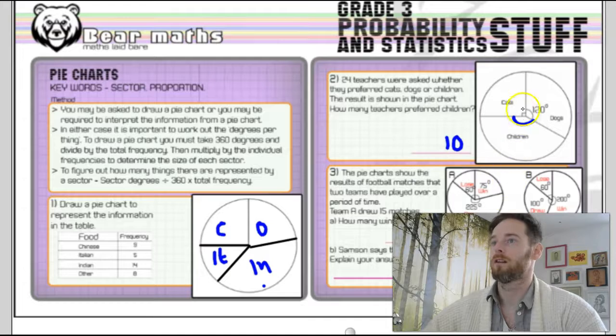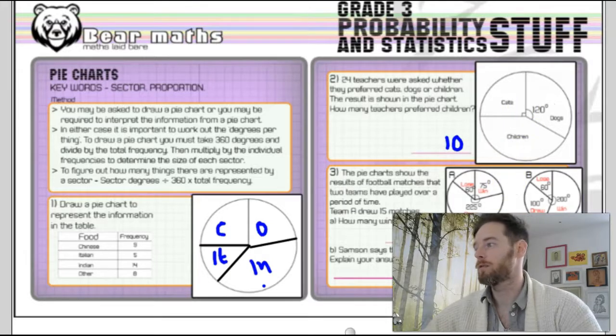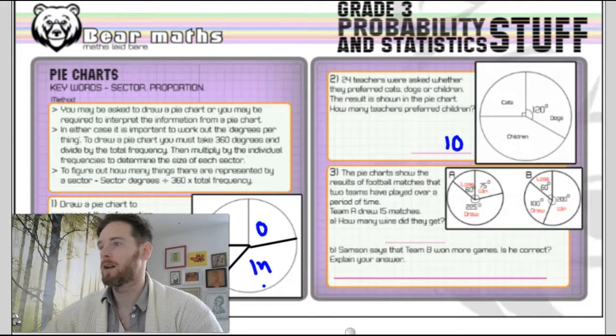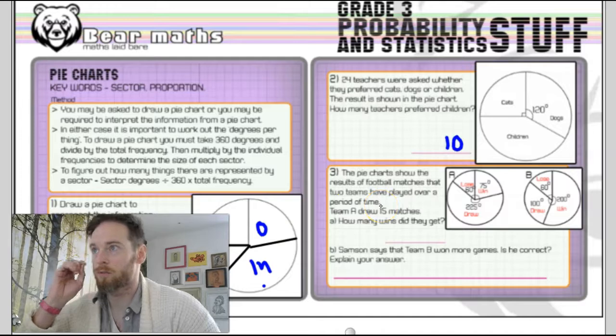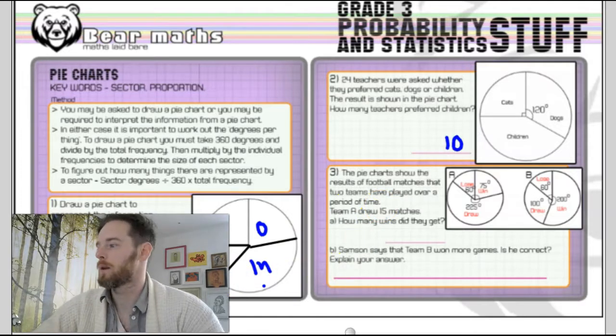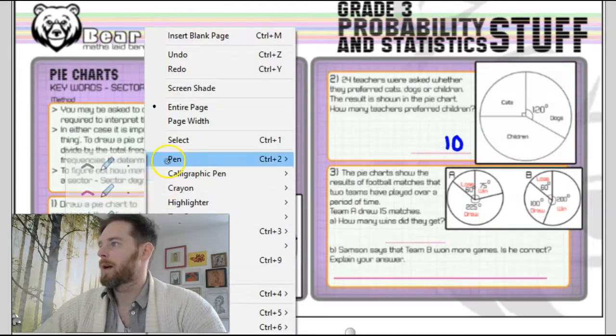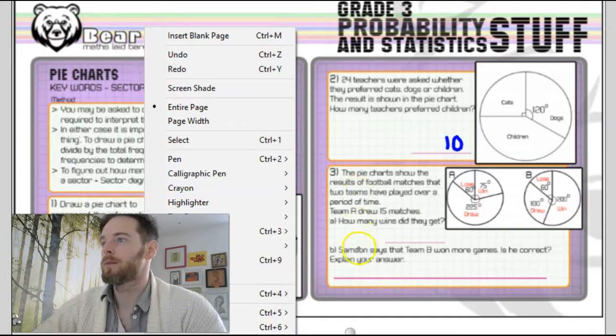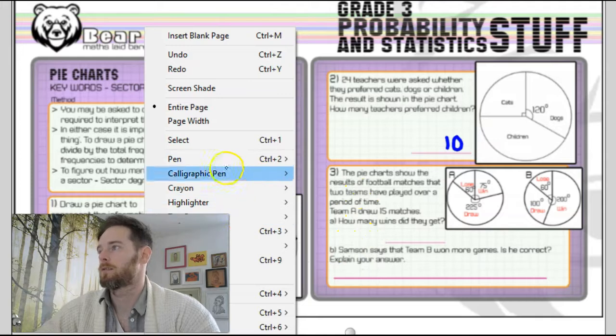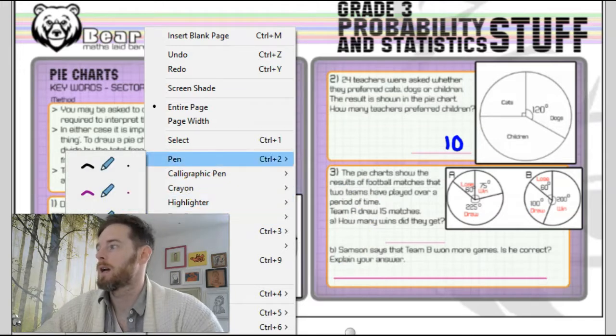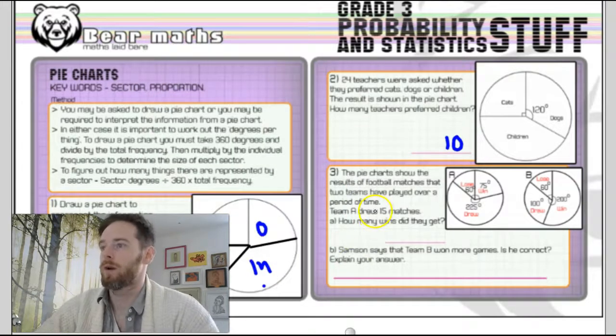There's our final answer for that question. Now, moving over to the final one, what we've got here is the pie chart shows the results of football matches two teams have played over a period of time, and team A drew 15 matches. How many matches did they win, or how many wins did they get?